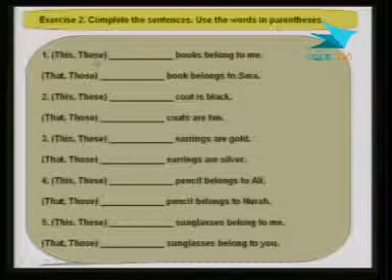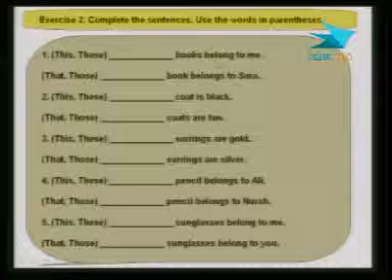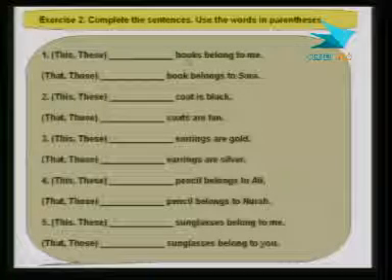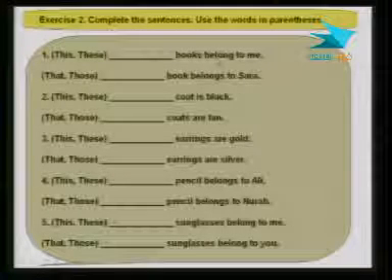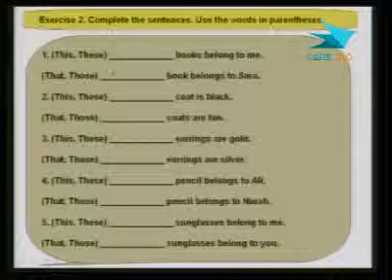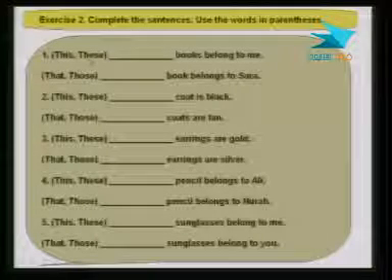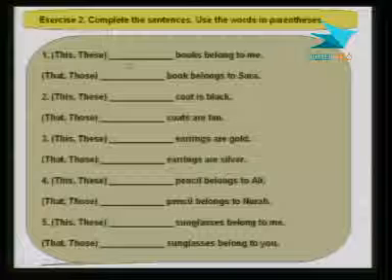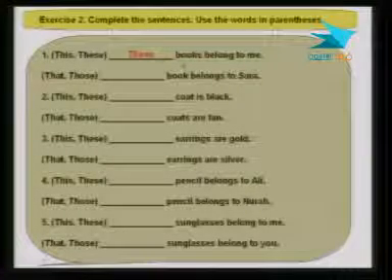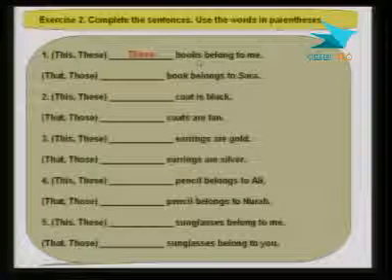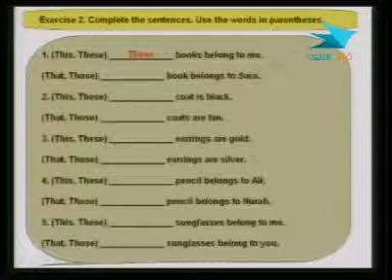This and these. Now, this is a noun, books, and it is plural. Look at the word book. It ends with S. Books belong to me. So what do we use here, this or these? Of course, we have to use these because the noun book here is plural. So these books belong to me.